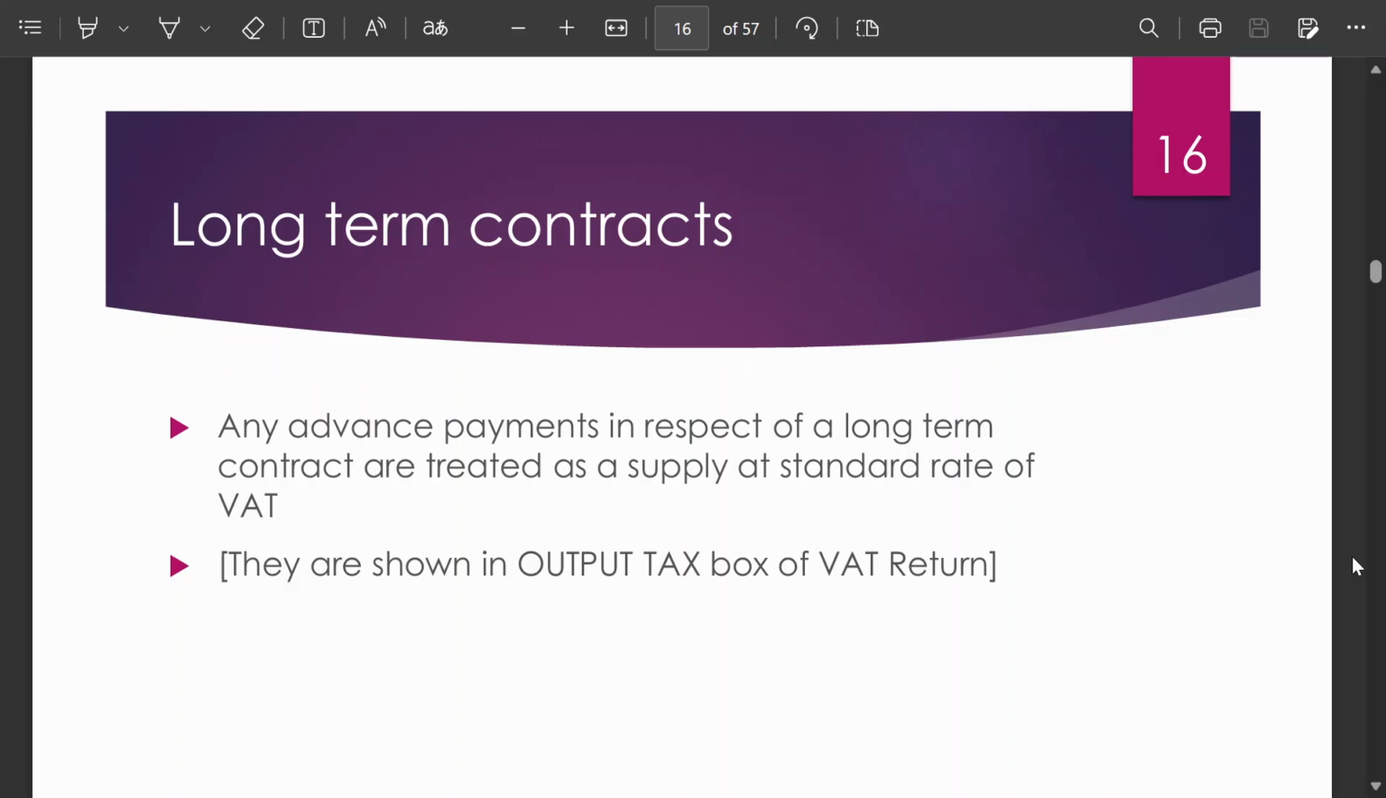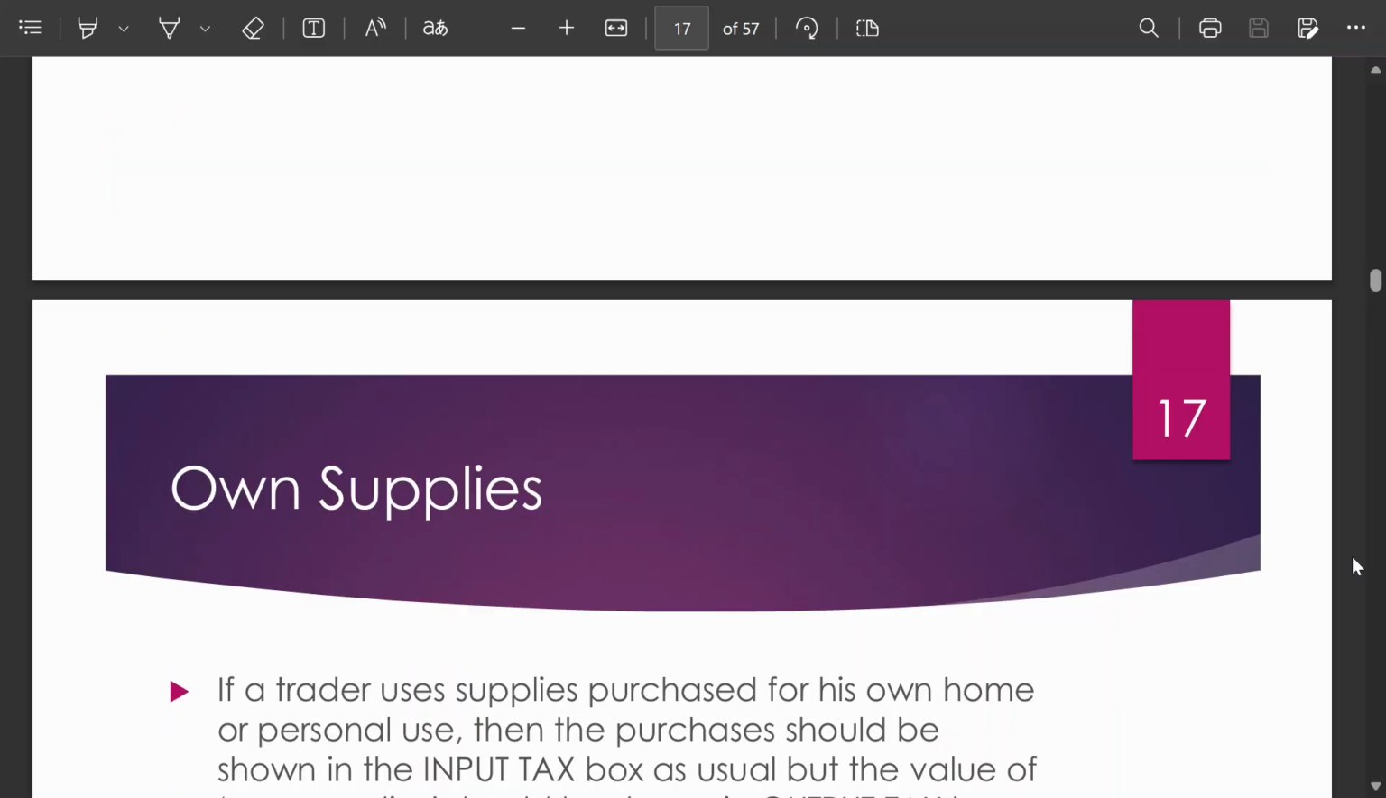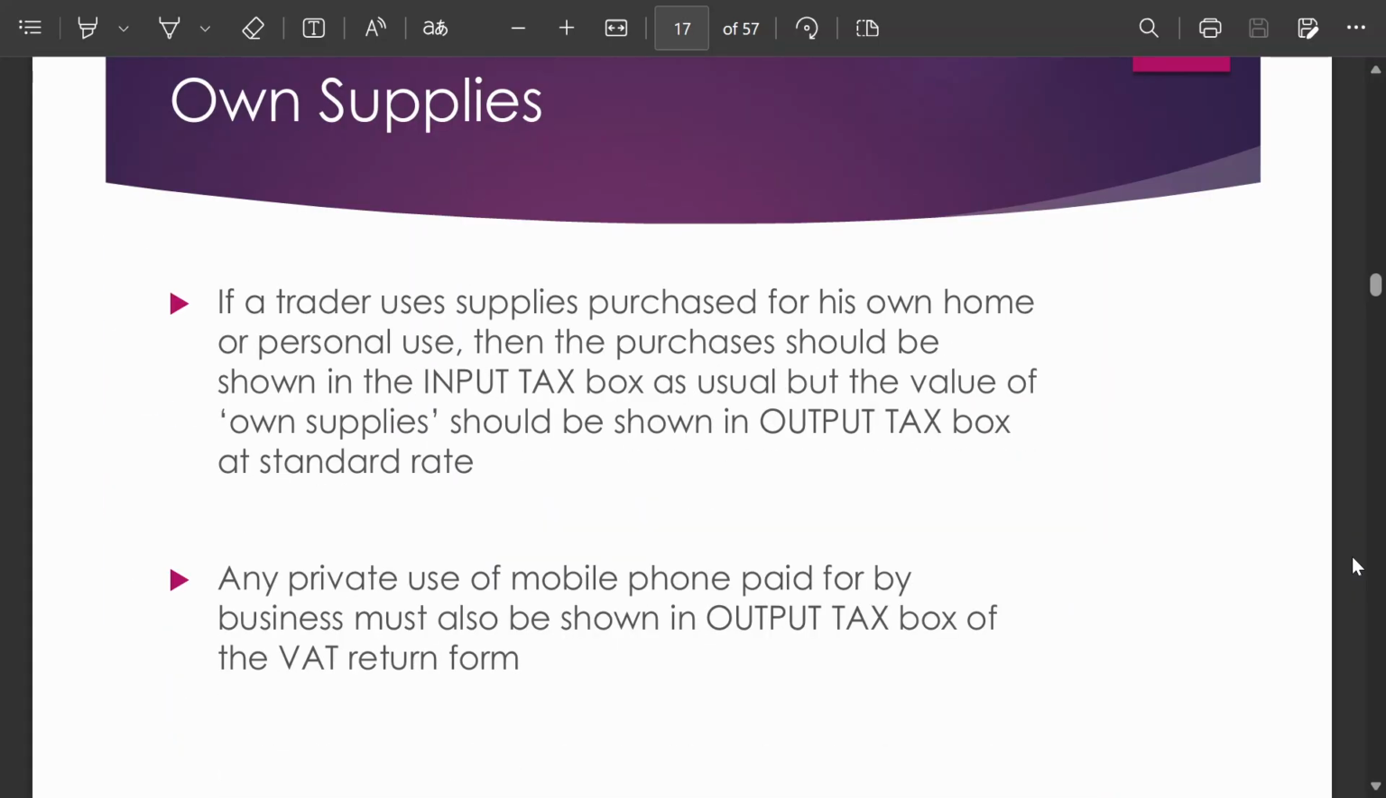We will deal with it again later on. There's a tax point discussion where the long-term contract, early payment or part payment under a long-term contract will again come into the picture when we discuss tax points.